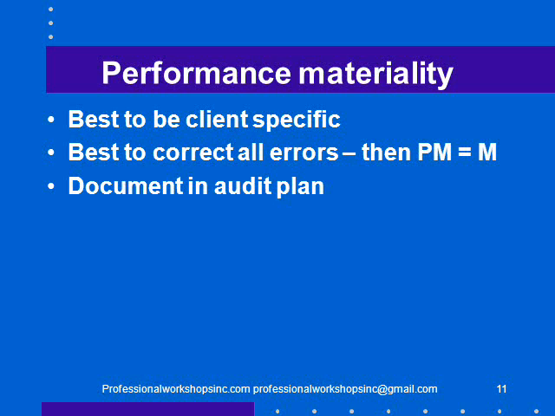And by being client-specific, if the client routinely doesn't correct $20,000 worth of errors every year, and materiality would otherwise be $100,000, we will have to set performance materiality at $80,000 or maybe $70,000 to give ourselves some breathing room.